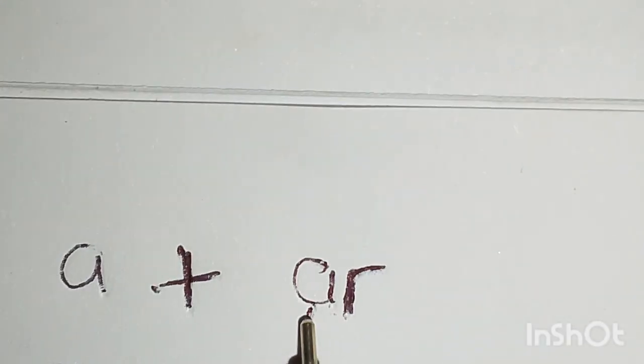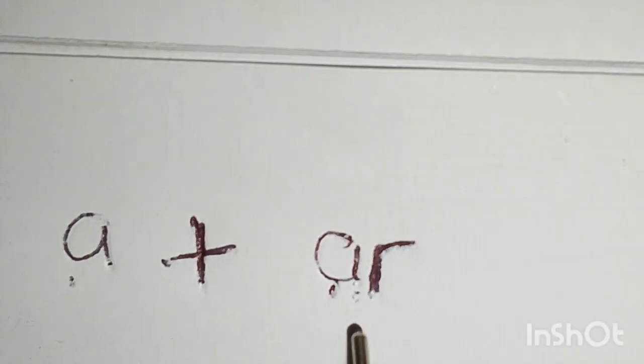So we all know that for a GP we have the first term, which is A. The second term is R times the first term, so A times R. This R represents the common ratio. Between the second term and the first term, the ratio is the common ratio, which is R.